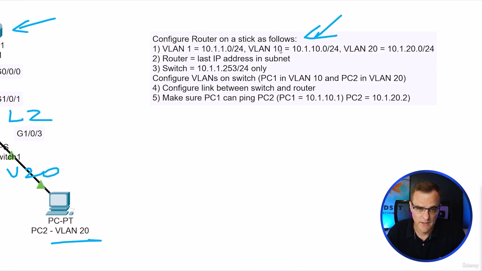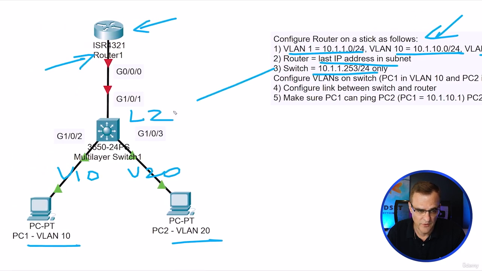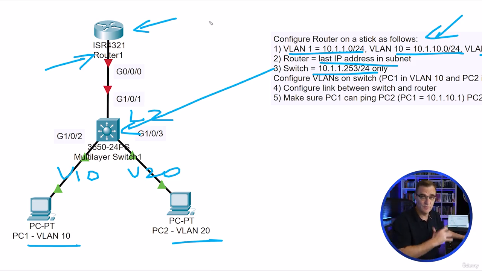So we're told to configure the router on a stick as follows. VLAN 1 uses this subnet, VLAN 10 this subnet, VLAN 20 this subnet. The router is going to use the last IP address in the subnet. The switch is going to be configured with this IP address only. In other words, it's a layer 2 switch. It's not doing the inter-VLAN routing from VLAN 10 to VLAN 20 or VLAN 10 to VLAN 1 and so forth. It simply has an IP address for management purposes.